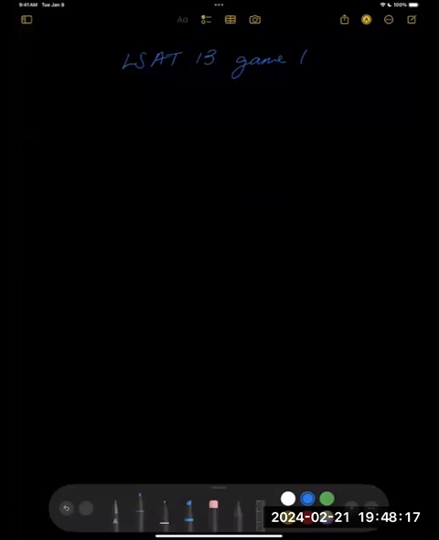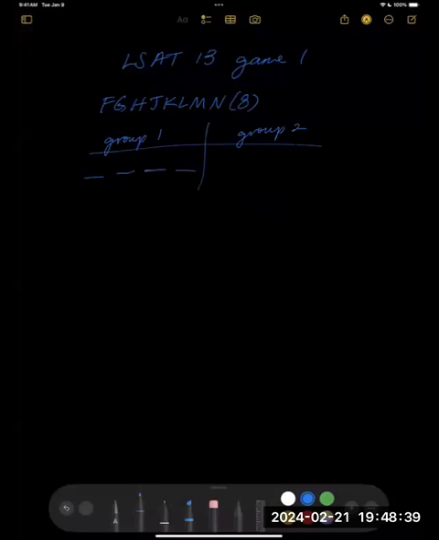So we have 8 players, F, G, H, J, K, L, M, and N. They're being divided into two 4-person groups. So we have group 1, group 2, each person is assigned to exactly one of the two groups. So we have two mutually exclusive groups, and they're equal in number.